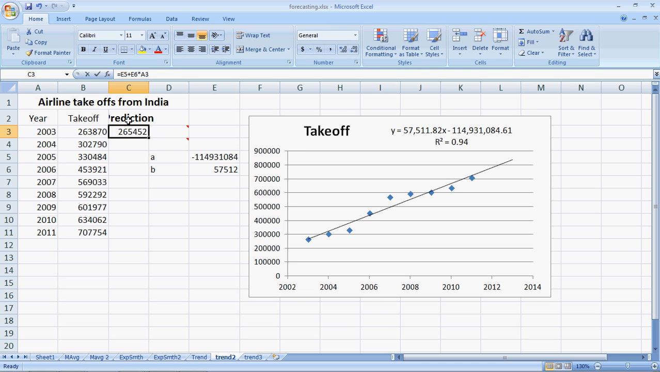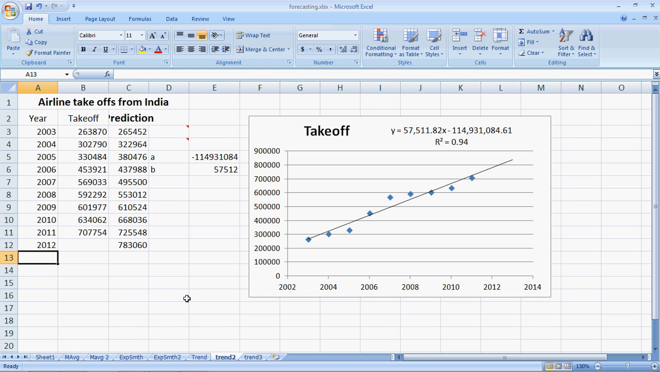Let me fix the A and B, which is E6. So let me fix up the 6 part, and we also fix up this one so that I can double click this and create the data for us. So as for this, in 2012 the number of flights would have been 783,060. This is a very simple linear trend line.